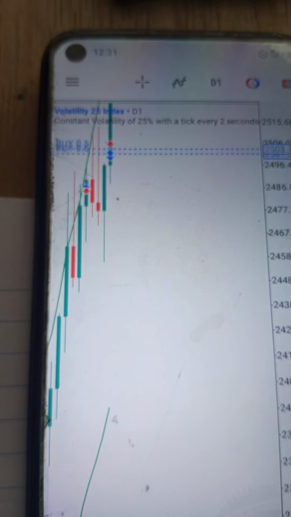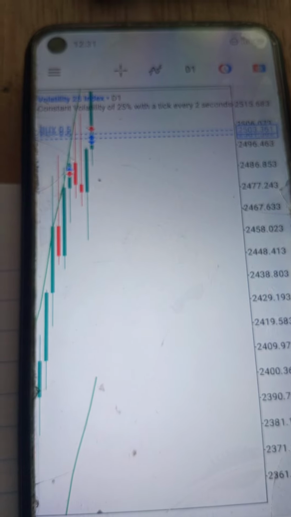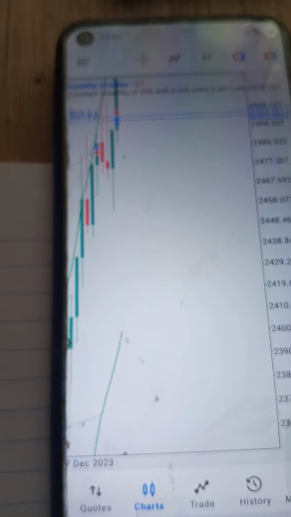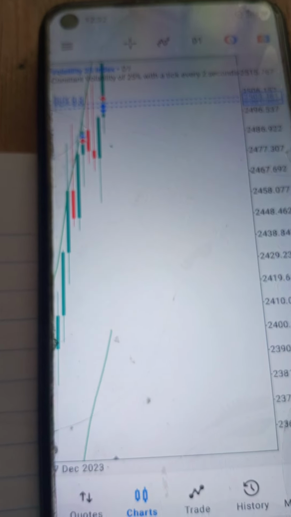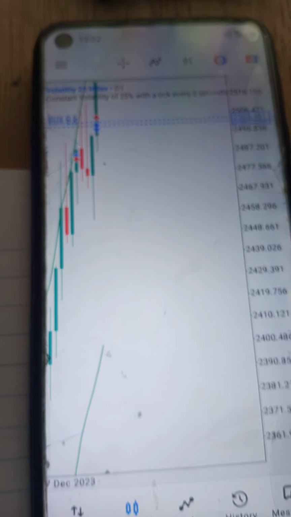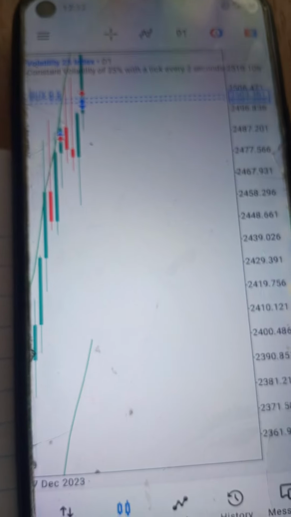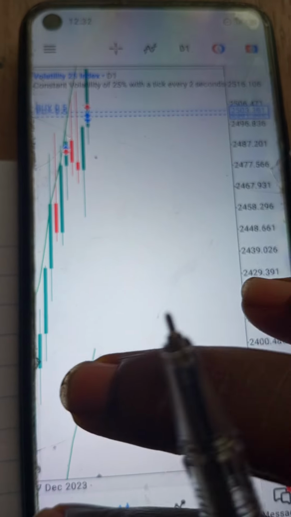So guys, in today's video we are going to trade with Bollinger Band. As you can see, I entered my trade with the daily time frame. I will show you guys how I entered this trade. I have about 2 trades I entered here, guys.